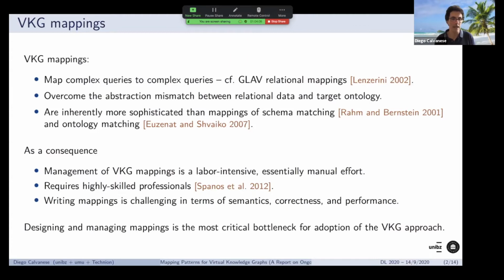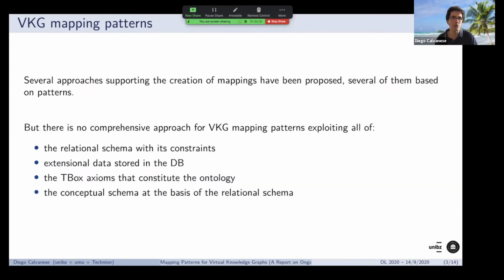And it requires highly skilled professionals to be done in real world scenarios and real world use cases, where we might have very large ontologies, very large databases, possibly thousands of mapping assertions. So this is a challenging task in terms of semantics, correctness, and also in terms of performance of the result that one then achieves. So it turns out that designing and managing mappings is actually the most critical bottleneck for the adoption of the VKG approach. And we want to do something about this.